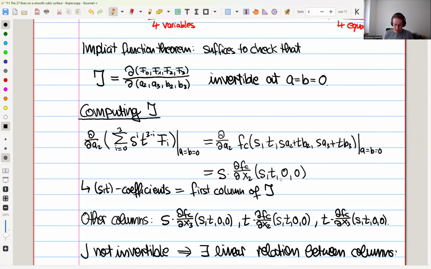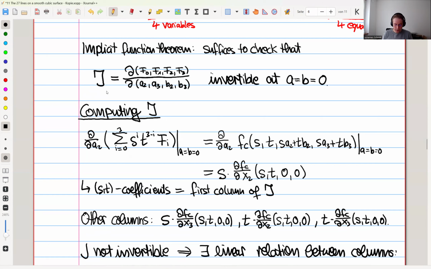And the other columns, now you can imagine, you just replace what you take the derivative by. So for example, if you take the derivative by A3, then you see you still get this S out, and then the derivative of fc by x3, the last entry at this point, and then the same thing for the others. So actually we get these combinations of the partial derivatives of fc in the last two columns with either S's or T's.